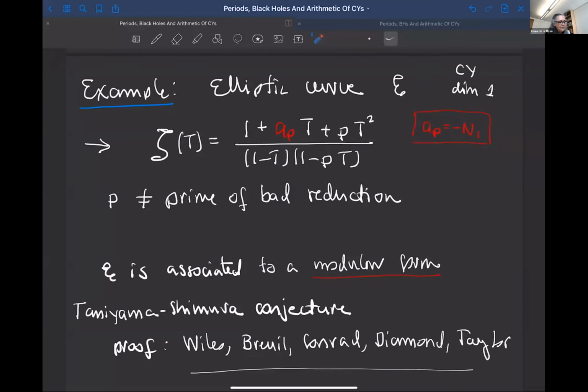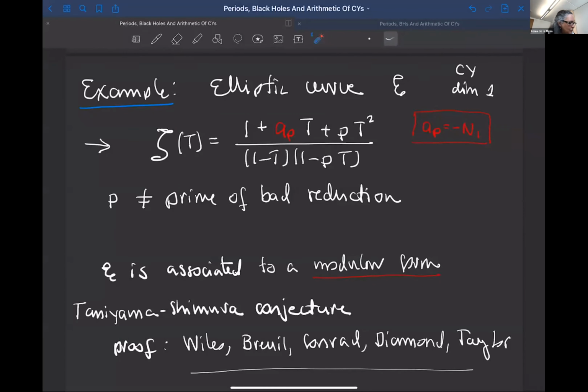A very famous example, right, that has been the subject of research. Again, my number here is a lot of research. Is this, of course, the elliptic curve, which is a Calabi-Yau of dimension 1, and using the Weil conjectures, what you find is that the zeta function has this form. This a_p, this coefficient here, is minus the number of points over F_p. Right, and this is true as long as p is not a prime of bad reduction.